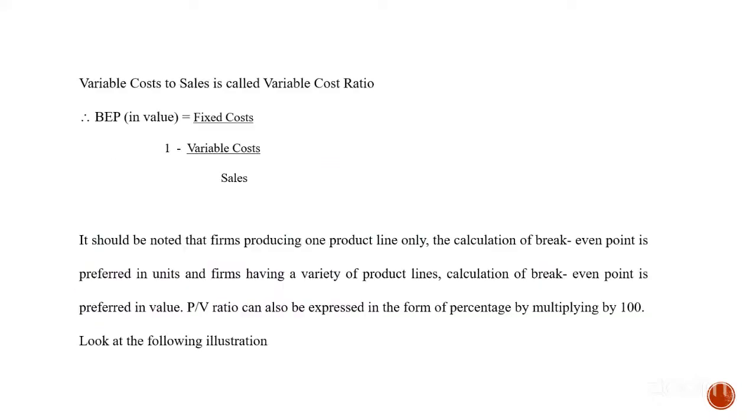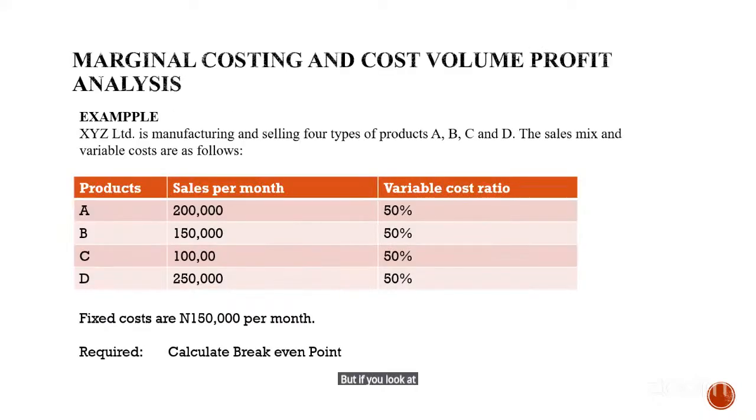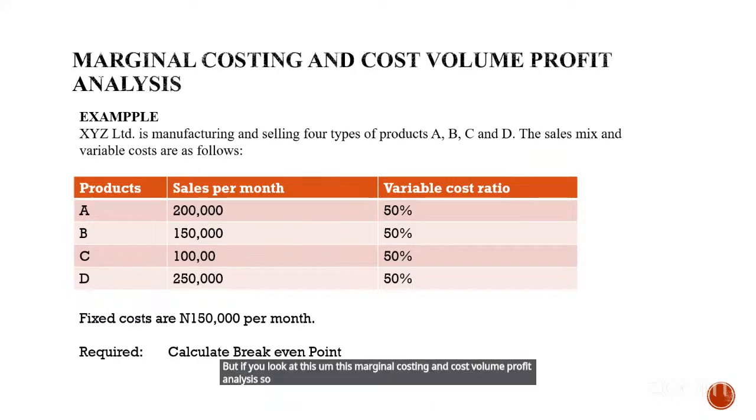Now, if you look at this marginal costing and cost volume profit analysis. So for example, XYZ Limited is manufacturing and selling 4 types of product A, B, C, and D. The sales mix and variable costs are as follows.